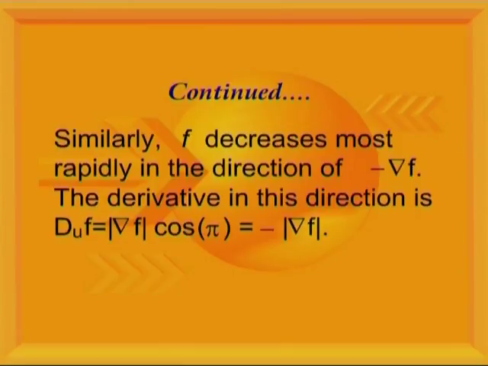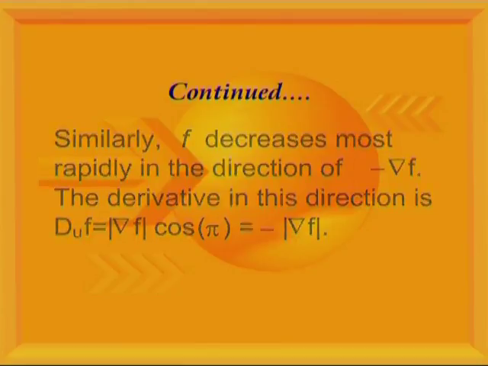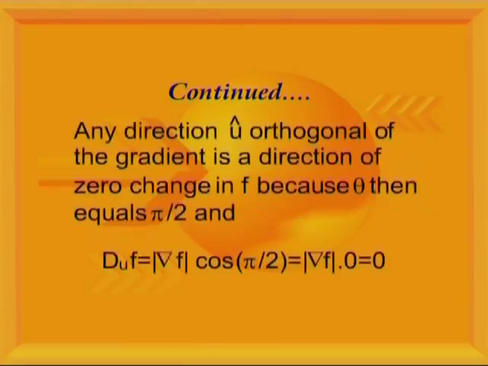Now, if theta is pi by 2, or this unit vector is orthogonal to the gradient, then cosine theta is equal to 0. So in this case the result will be 0. So we will say that there will be no change in these directions.